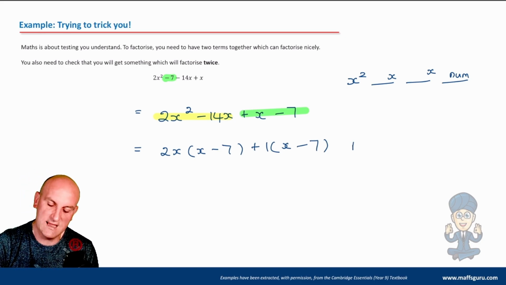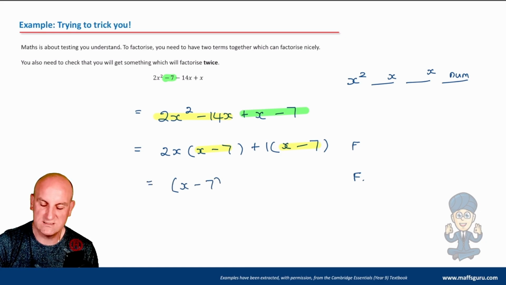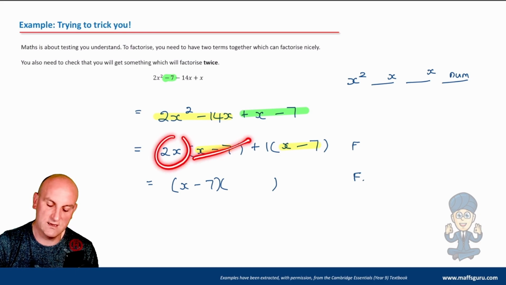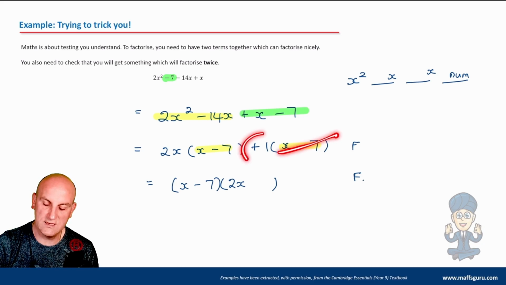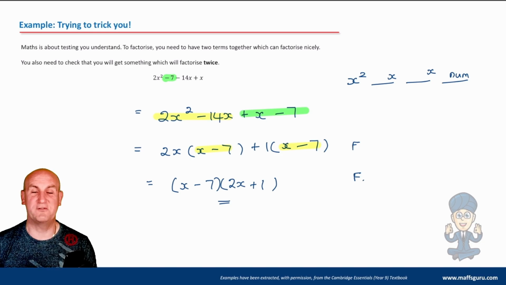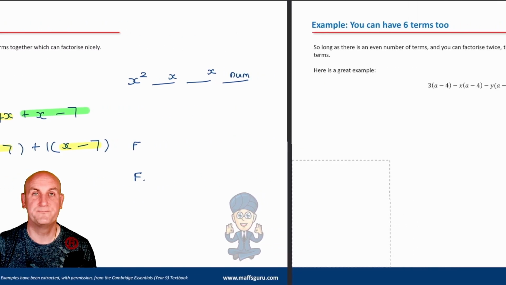But what do I notice? I have factorized the first time. Can I factorize again? Do I have anything common? I've got an x minus 7 there, and I've got an x minus 7 there. So that, therefore, must be common. So I can take that out of a set of brackets, leaving me with, if that goes, 2x left. And if that goes, I've got plus 1 left. And lo and behold, that wasn't much of a trick, really, was it?